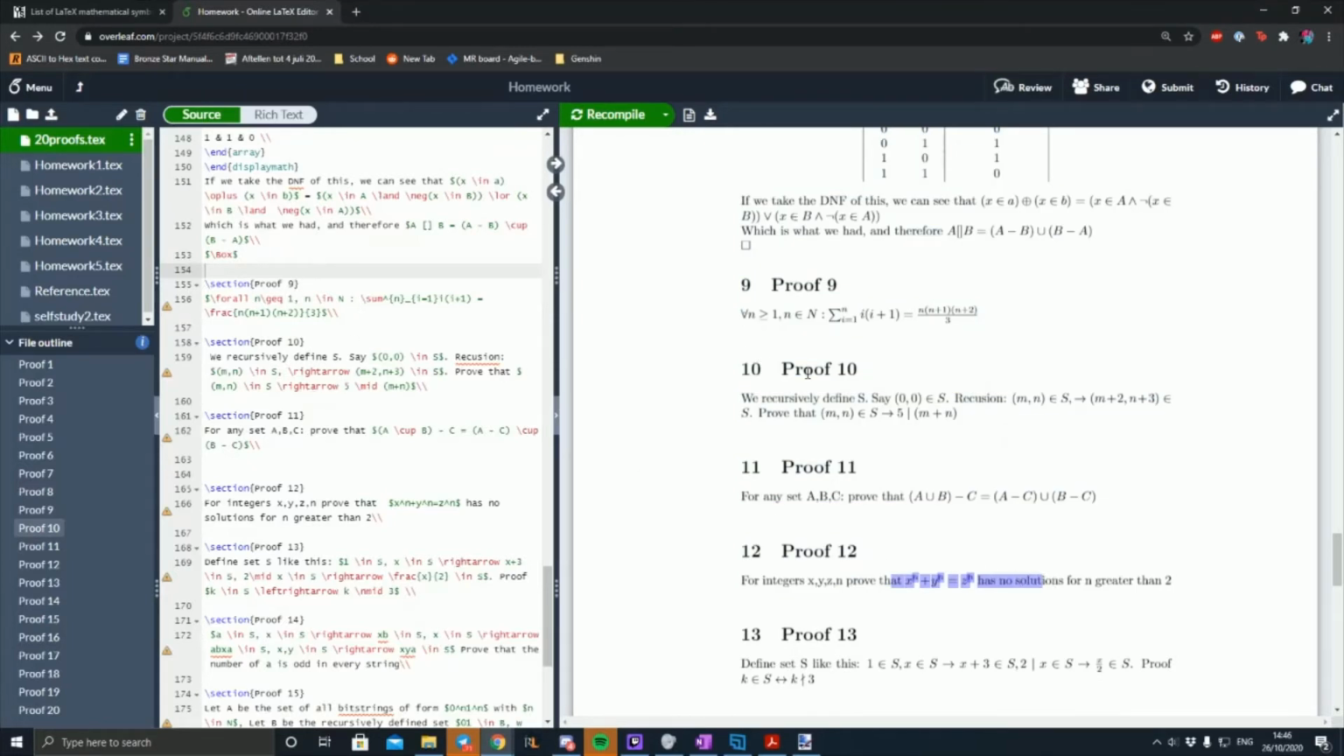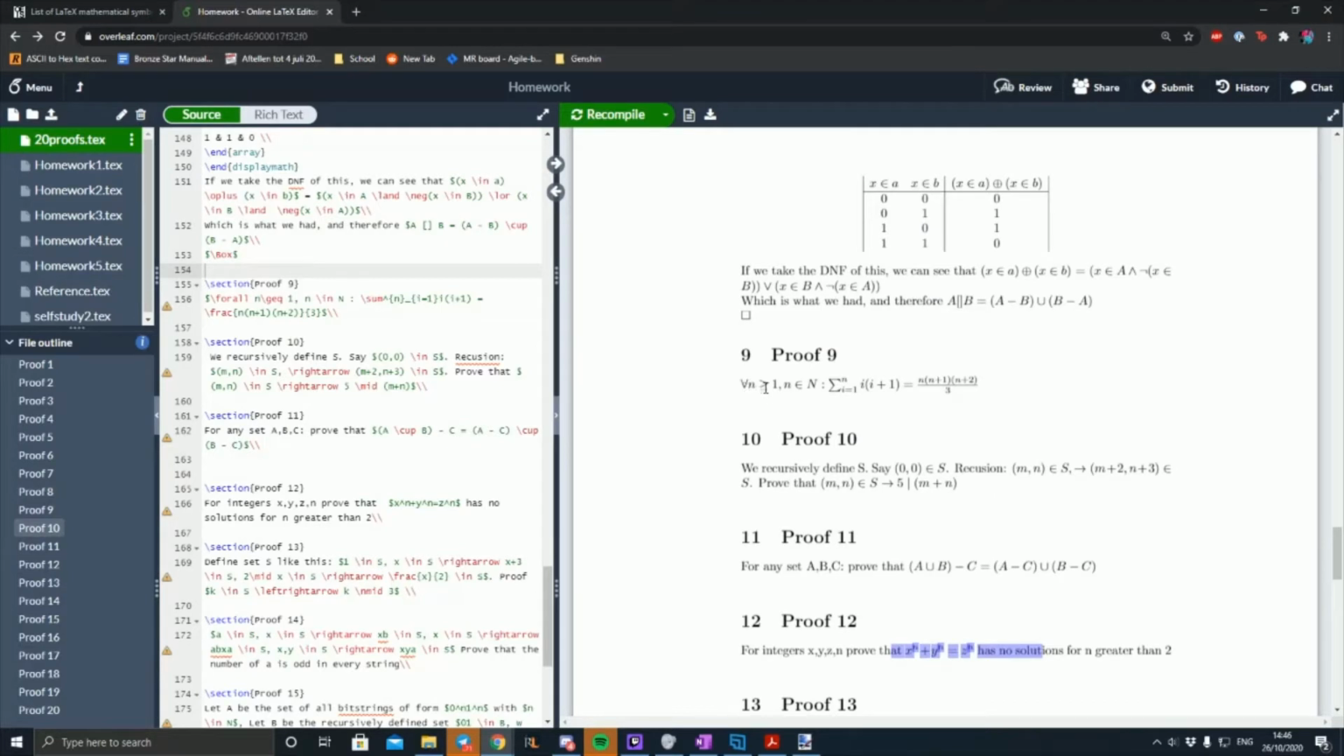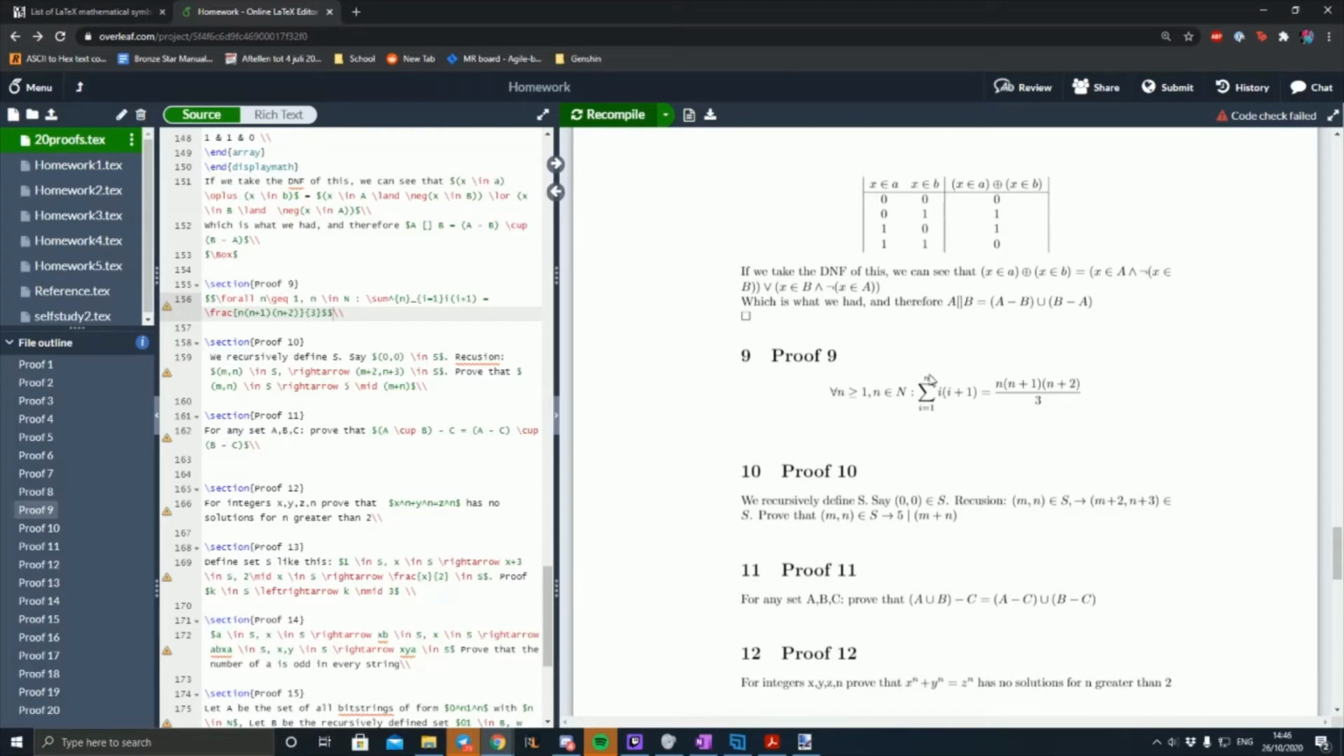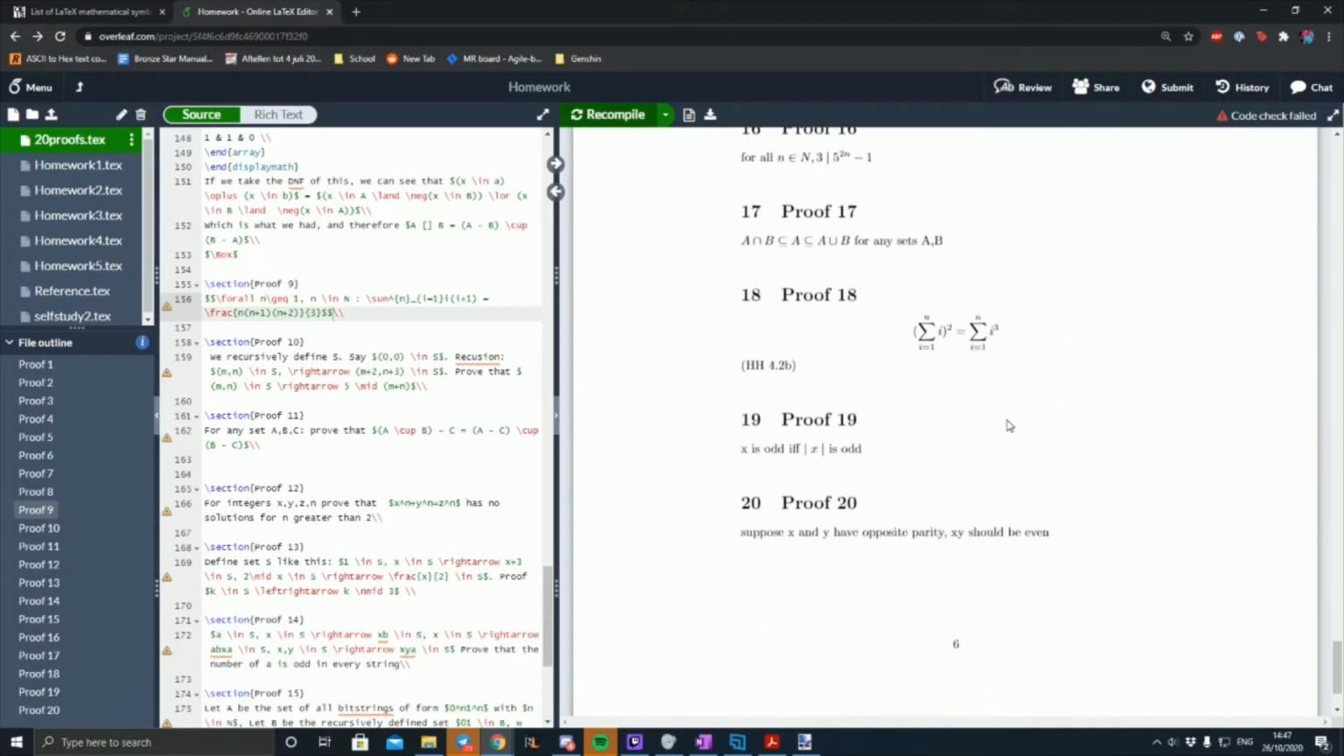Okay, so let's see. Proof 9 is for all n greater than or equal to 1 that are natural numbers. And here you can see this is the way it should have been written down. We can say that the sum from i goes from 1 to n of i times i plus 1 is equal to n times n plus 1 times n plus 2 over 3. Boy, this sure looks like a lot of fun.